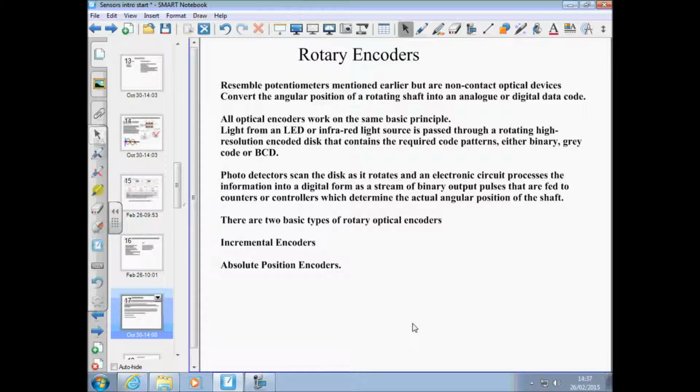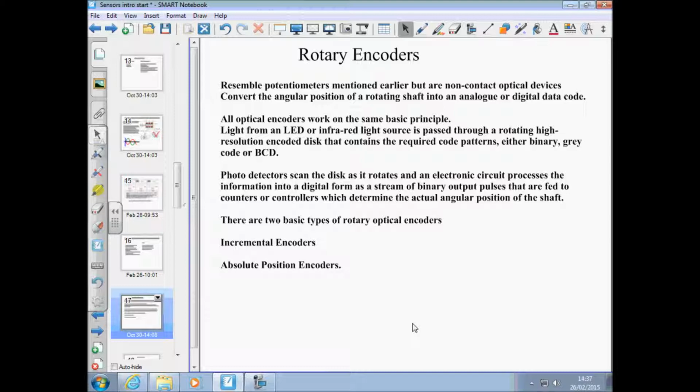Right, rotary encoders. They sort of resemble potentiometers, but they're non-contact optical devices. They can be used for converting the angular position of a rotating shaft into an analog or digital data code.